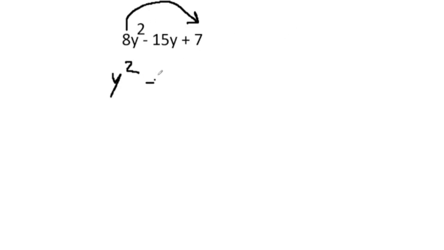So first I'm just going to show you how it works and then we'll do an example, okay? Here's the first problem we're going to do: 8y squared minus 15y plus 7, and we're supposed to factor this. First let's bring the 8 over to here. 8 times 7 is equal to 56. So we can say y squared minus 15y plus 8 times 7, which is 56.